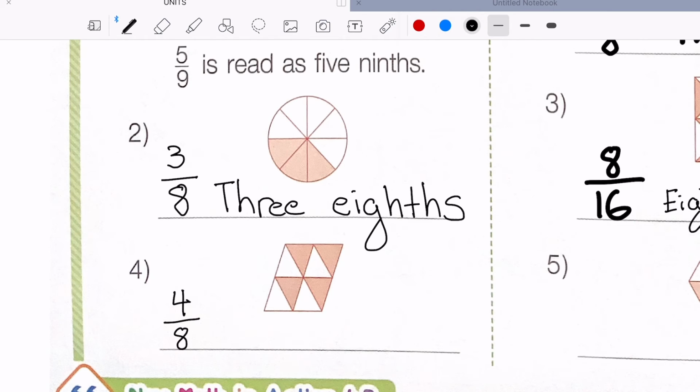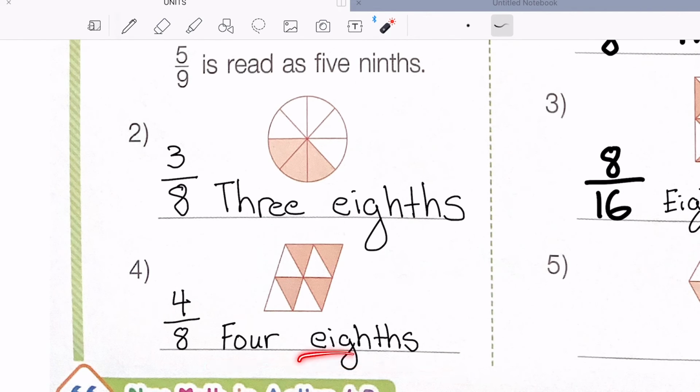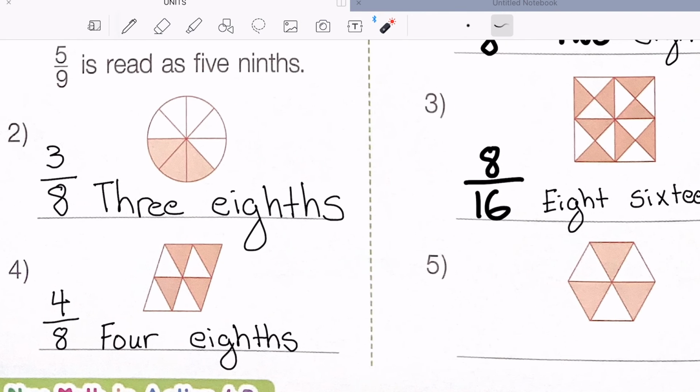So we're going to write the number 4 normally, F-O-U-R. And then, again, we have the number 8, so we can write eighths, just like that. We're going to read this as 4/8. We can see many of these questions use the number 8. So we can say 4/8. Let's move on to number 5.